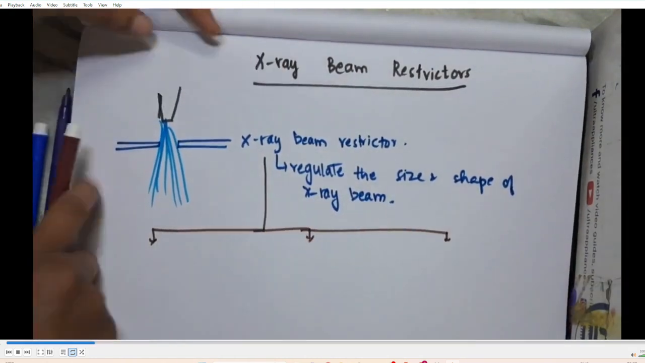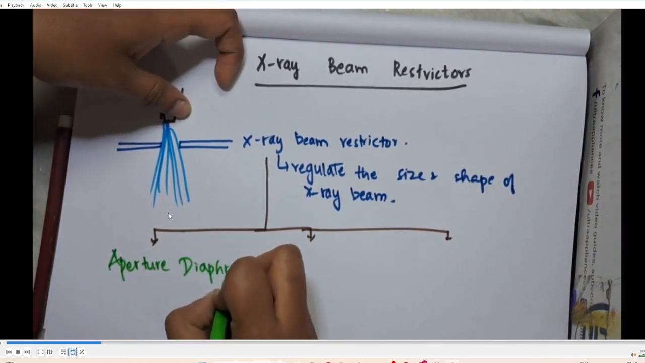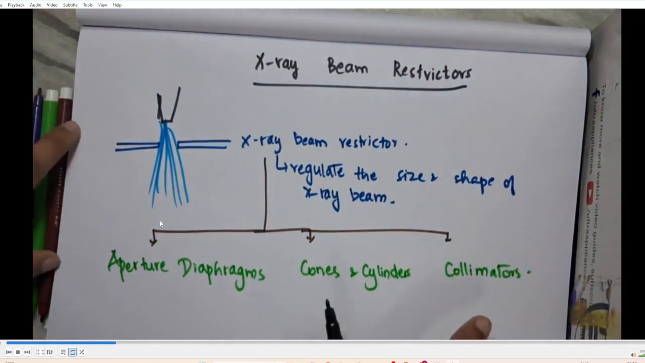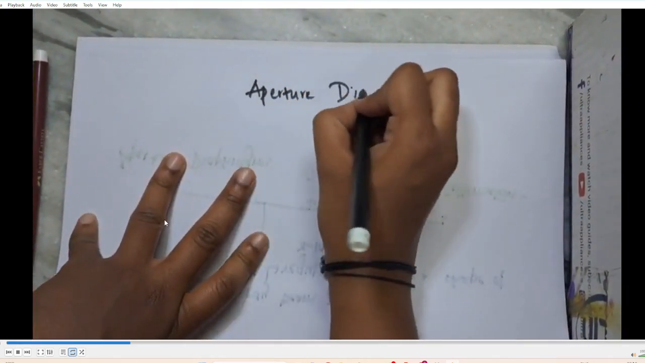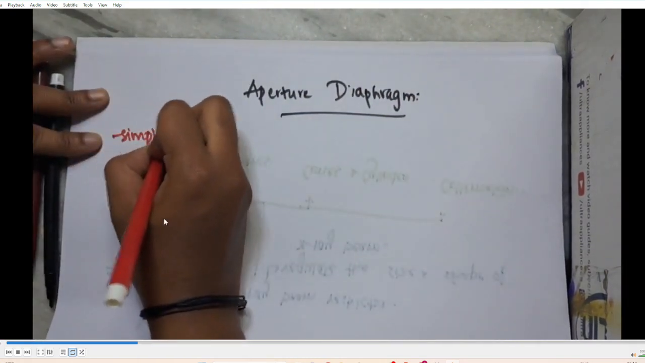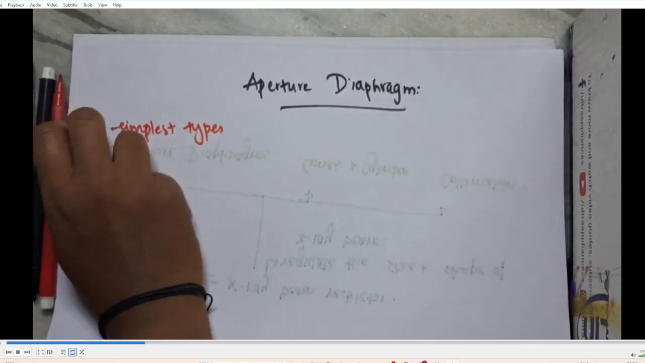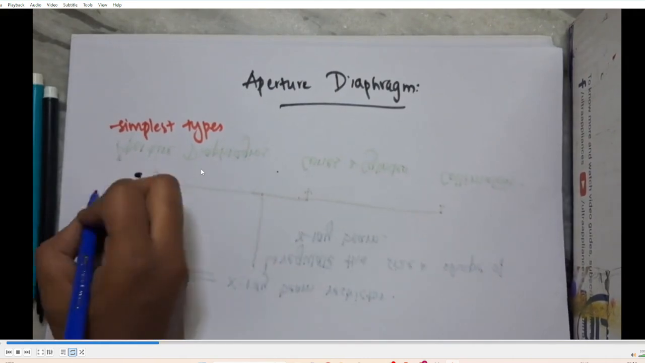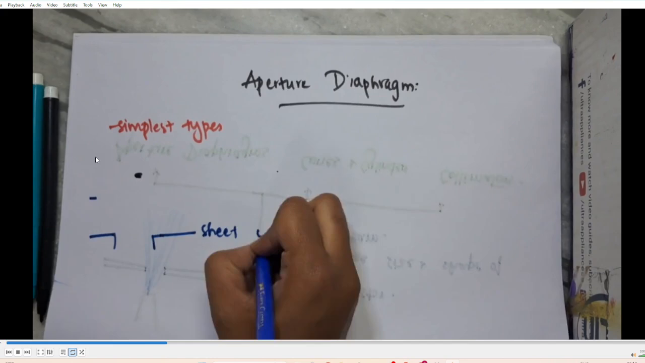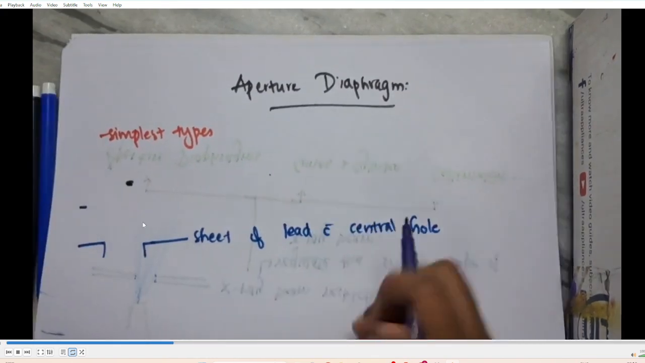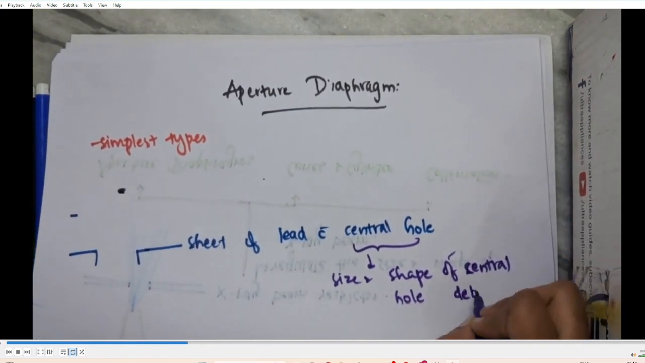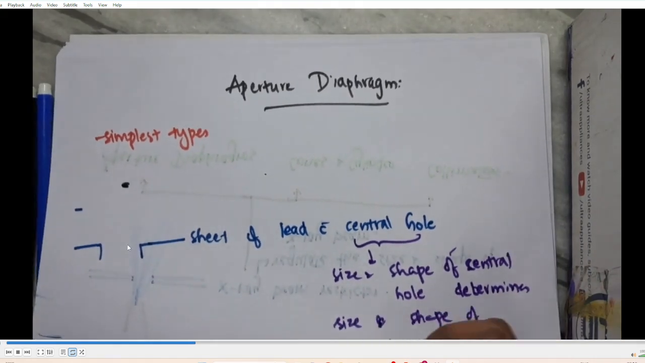X-ray beam restrictors can be classified into three types. One, aperture diaphragms. Second, we have cones and cylinders. Third, we have collimators. First, let us learn about the aperture diaphragms. The simplest type of X-ray beam restrictor is an aperture diaphragm. An aperture diaphragm consists of a sheet of lead with a hole in the center. The size and the shape of this central hole will determine the size and shape of the X-ray beam.